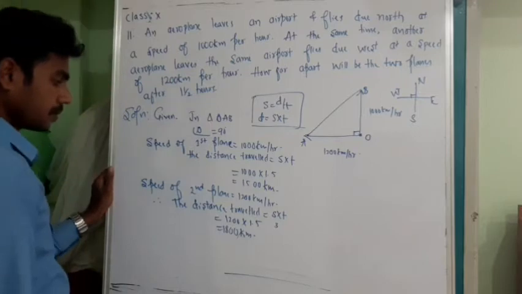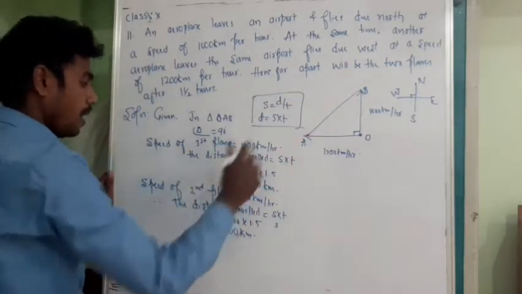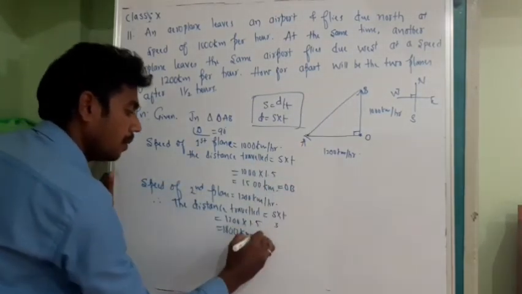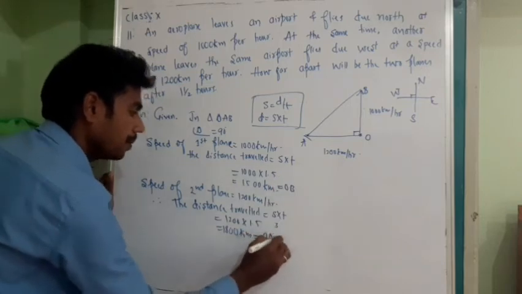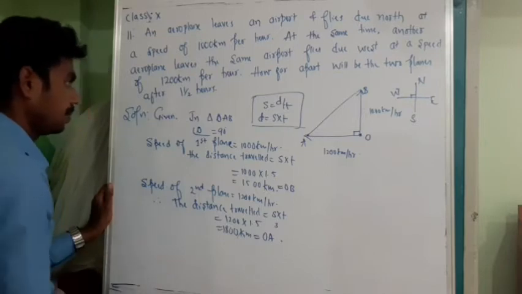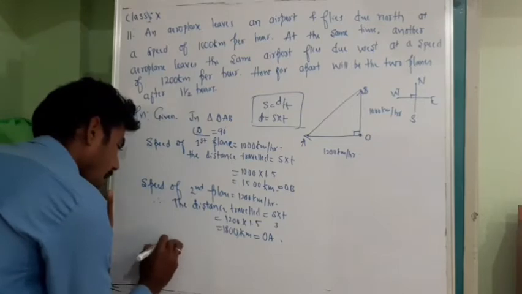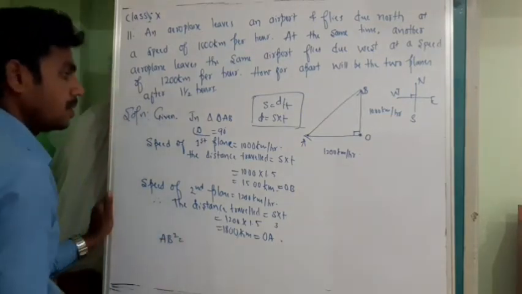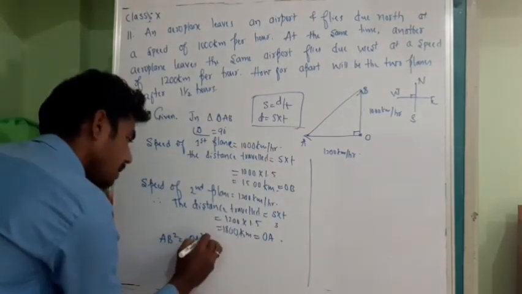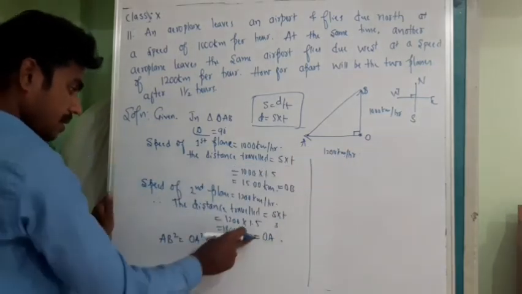Therefore, now AB, this will be equal to OB and this will be equal to OA. Next, we need this distance. So AB square is equal to OA square plus OB square. What is OA? OA is 1800.